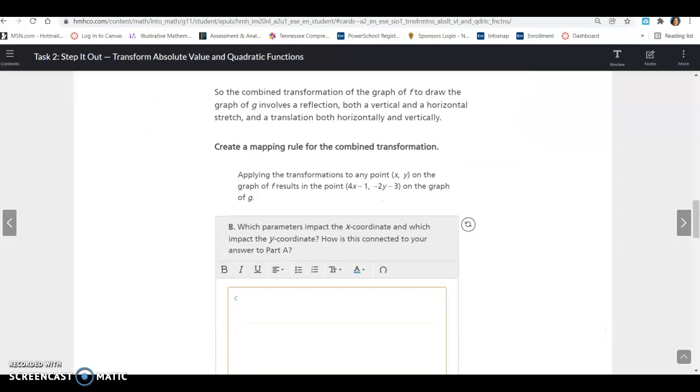All right, so the combined transformation of the graph of f to draw the graph of g involves a reflection, both a vertical and a horizontal stretch, and a translation both horizontally and vertically. So because we had an a, a b, an h, and a k, that means we have all of these things going on at the same time. All right, create a mapping rule for the combined transformation.